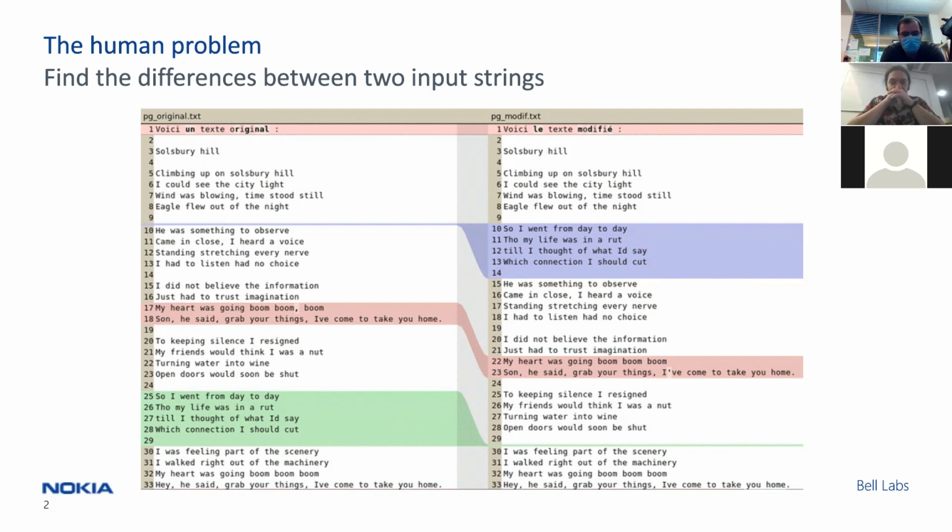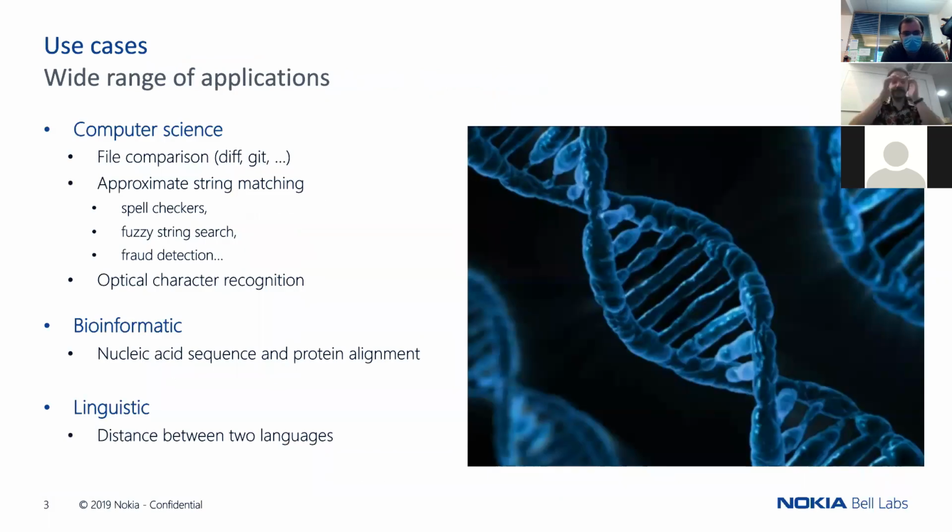And actually, comparing two strings is a quite common task, and you could find many use cases where you need this kind of primitive. For example, when you are doing approximate string matching, using a spell checker, doing a fuzzy string search or fraud detection, you will need to find patterns that are close to a given pattern and try to find the closest one. And to do so, you require this kind of primitive.